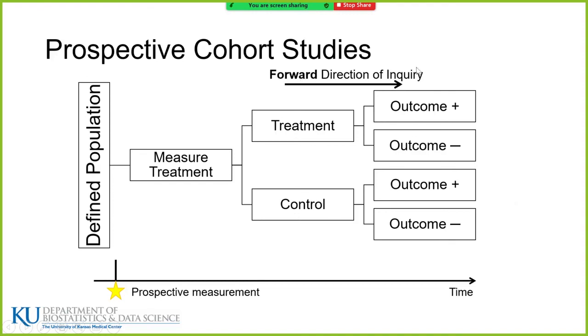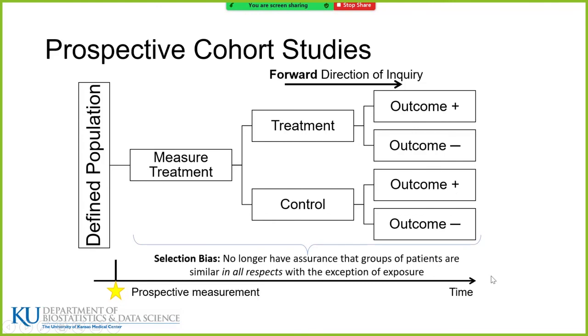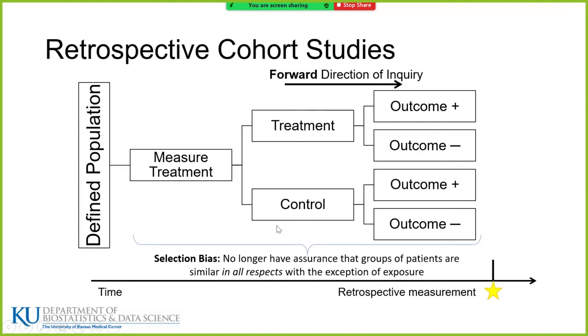And again, the direction of inquiry is forward, which means we are comparing these groups that are defined by the exposure based on these outcomes. The difference between the prospective cohort study and the randomized controlled trial is the issue of selection bias. So that's what brings it down the hierarchy. We no longer have assurance, because of randomization, that the groups of patients are similar in all respects, with the exception of this exposure. There could be some other characteristic that would be associated with why they received this treatment instead of this control. Notice the time.